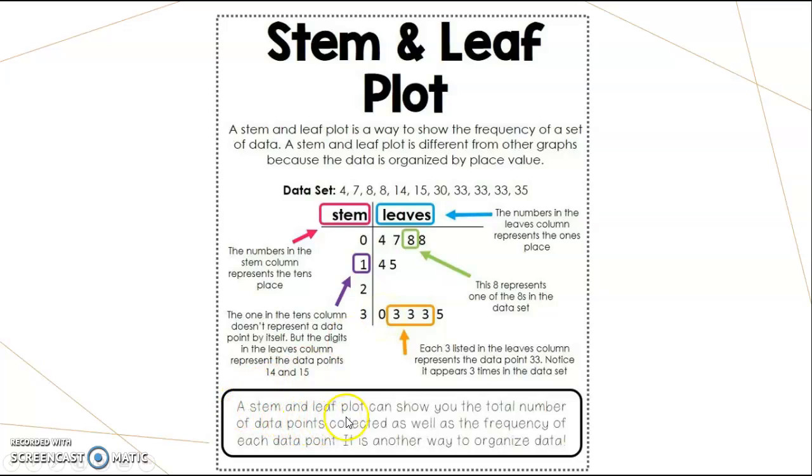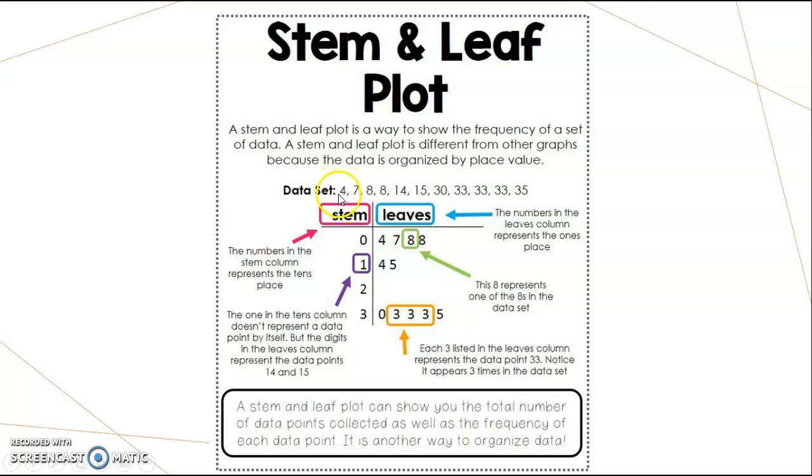And it says, a stem and leaf plot can show you the total number of data points collected as well as the frequency of each data point. It is another way to organize data. So here they give you a set of numbers, and then you have to organize them into the stem and leaves.